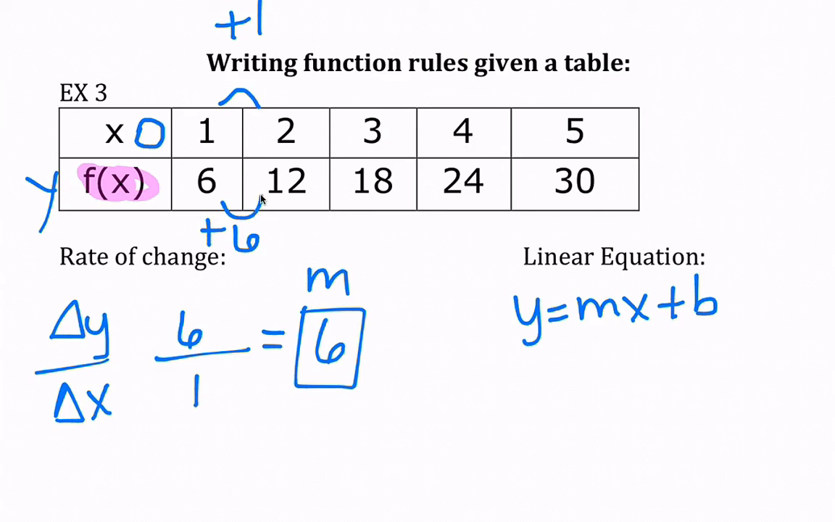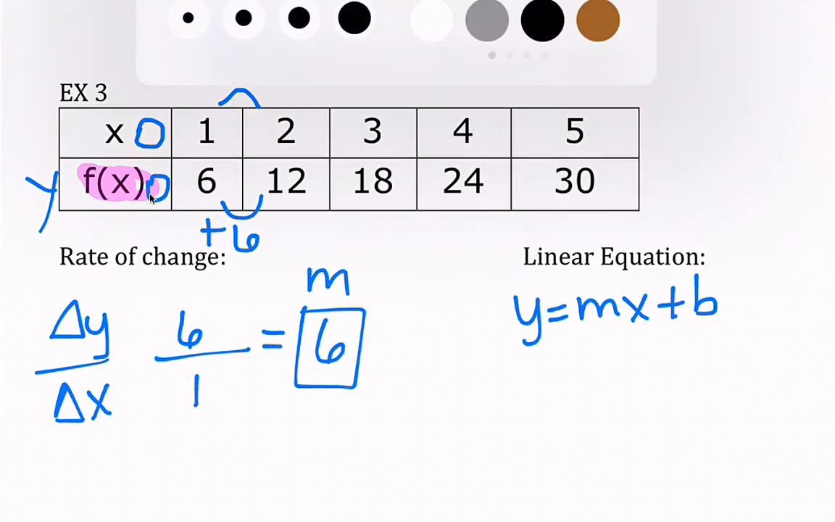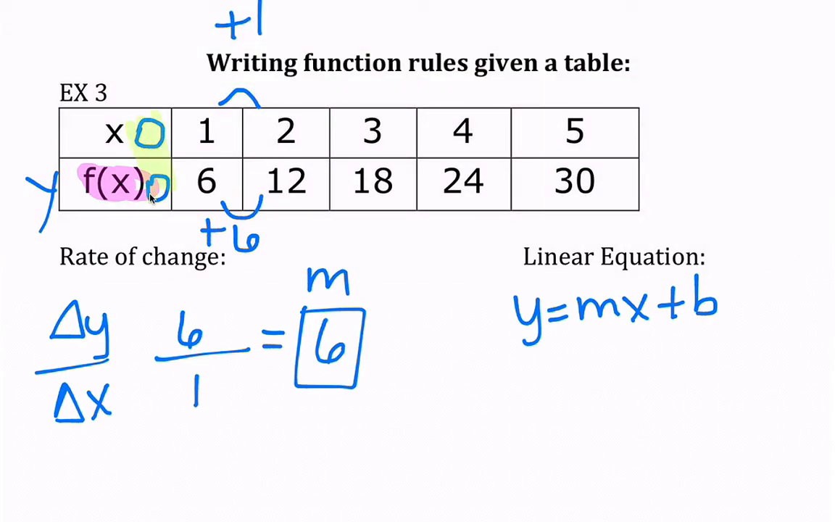As I go forward, it's adding 6 every time. Well, I have to go backwards 1 to get to 0, so I have to do the opposite. Instead of adding 6 each time, I'm going to subtract 6. 6 minus 6 gives me 0. So I know our y-intercept will be 0. Notice, y is 0 when x is 0.